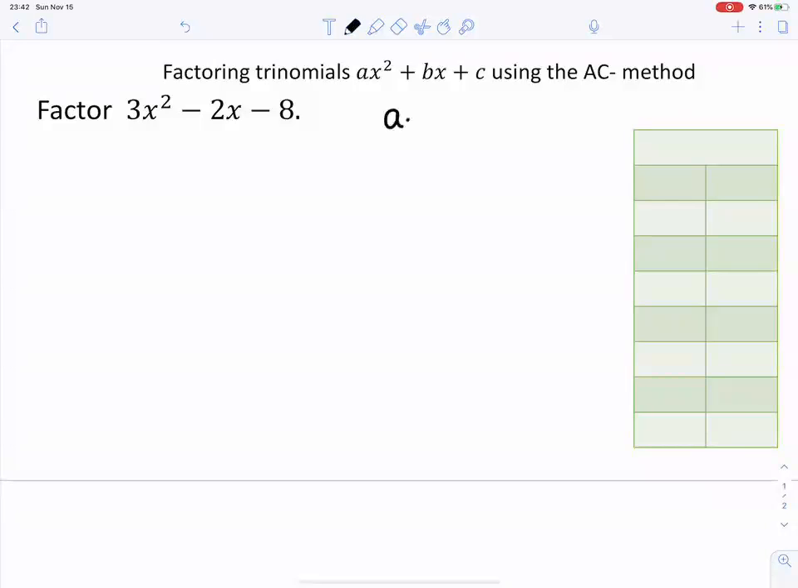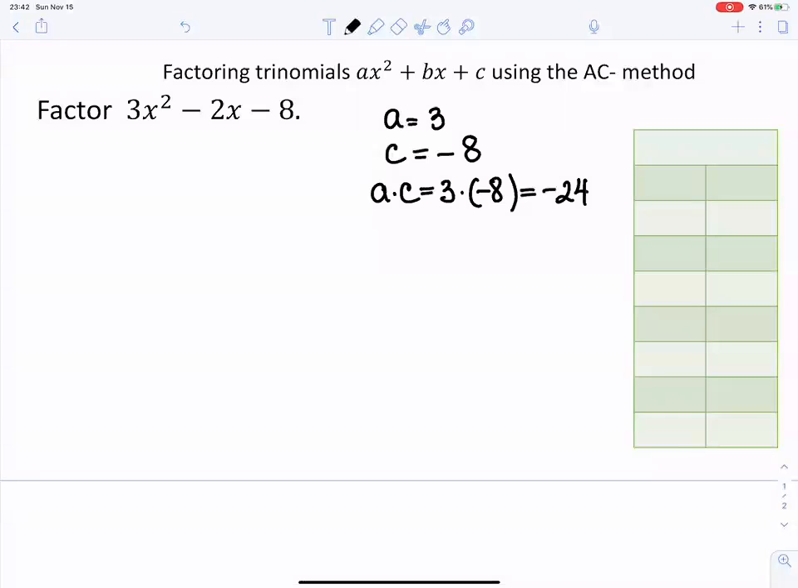A is equal to 3. That's the leading coefficient in front of x squared. And c is equal to negative 8. Remember that the coefficients go with the signs in front of them. Now, a times c will give us 3 times negative 8, which is negative 24. So negative times a positive will give us a negative number.